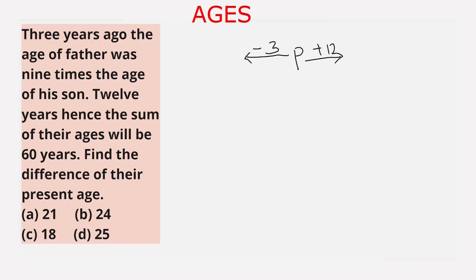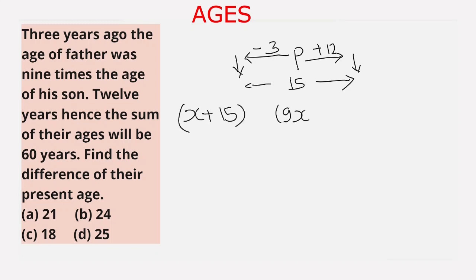So total is 15 years. Total difference from this place to this place is 15 years. So if the age of son was X 3 years ago, then his age after 12 years will be X plus 15. And father's age was 9X 3 years ago. Then after 12 years, his age will be 9x plus 15. And their sum will be 60 years.